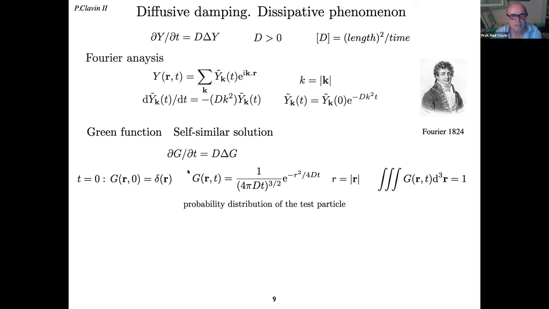It tells you that the solution of the diffusion equation is the Gaussian that I have just talked about in my first lecture, which is a probability distribution of the test particle when talking about the random walk. This is an exact result, explaining how the diffusive process is a relaxation process.